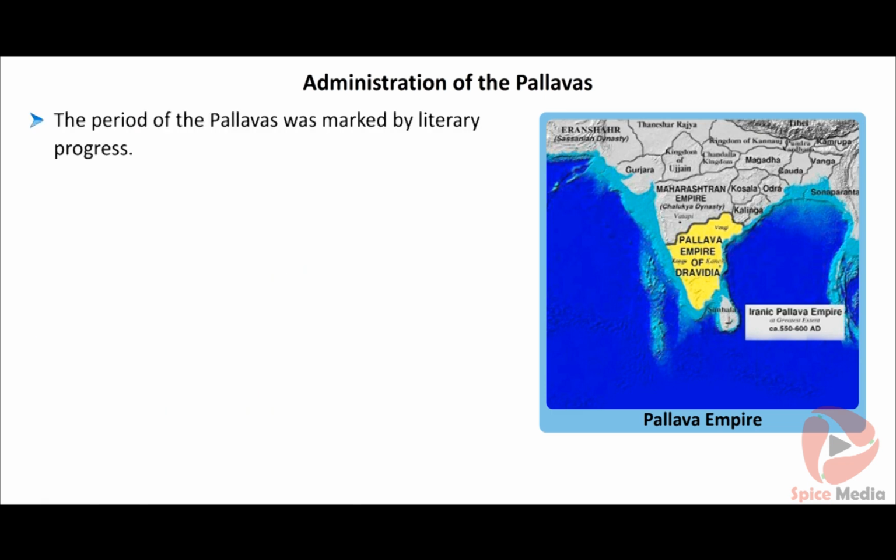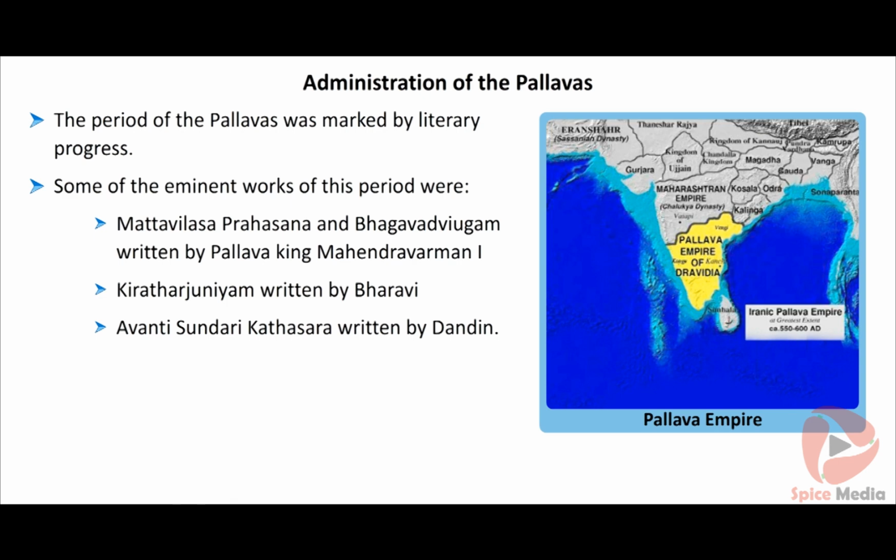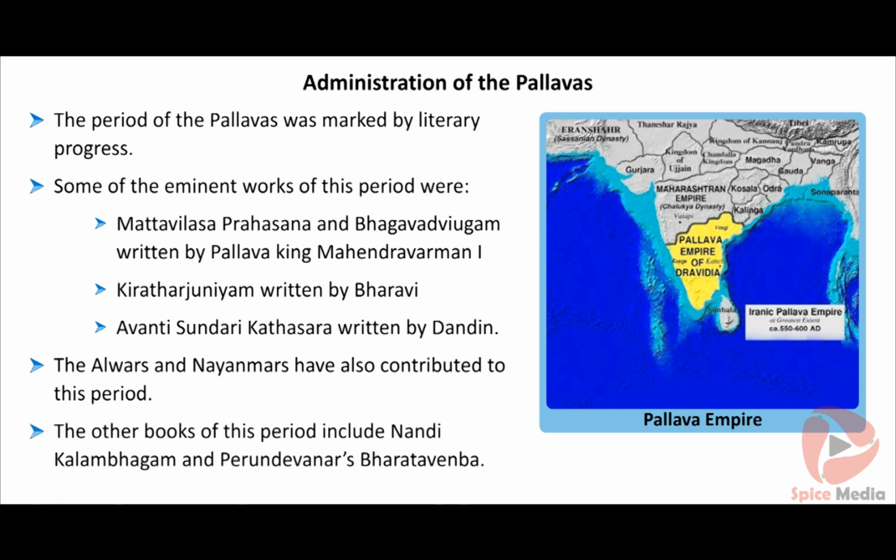The period of the Pallavas was marked by literary progress. Some of the eminent works of this period were Mattavilasa Prahasana and Bhagavadarjugam written by the Pallava king Mahendravarman I, Kiratarjunyam written by Bharavi, Avanti Sundara Kadasara written by Dandin. The Alvars and Nayanmars have also contributed to this period. The other books of this period include Nandi Kalambagam and Perundevanar's Bharata Venba.